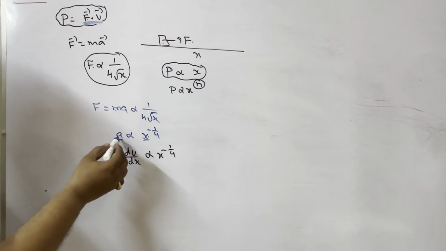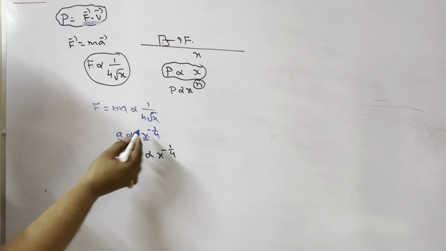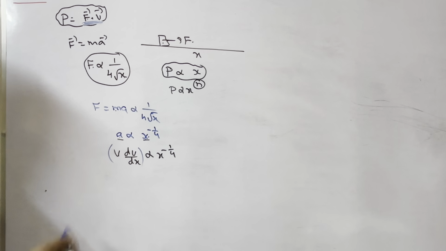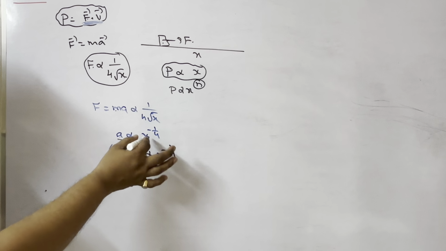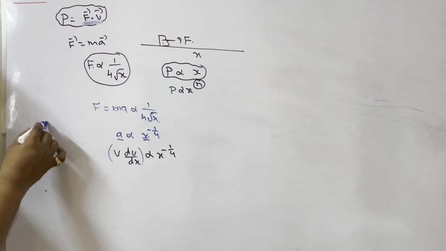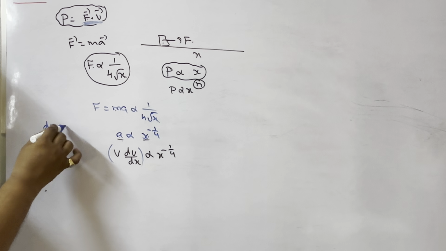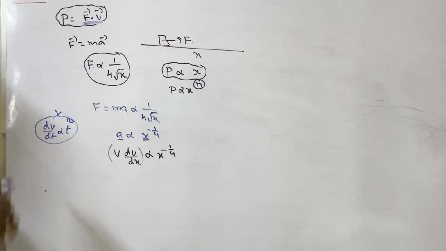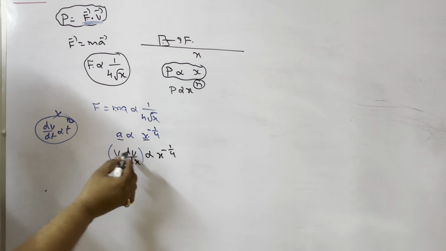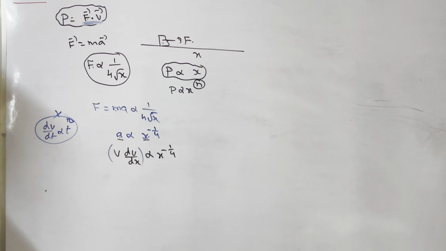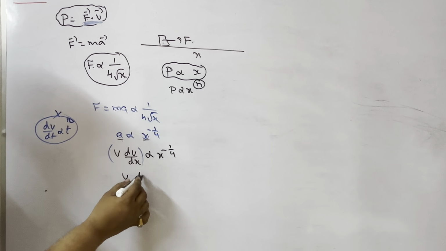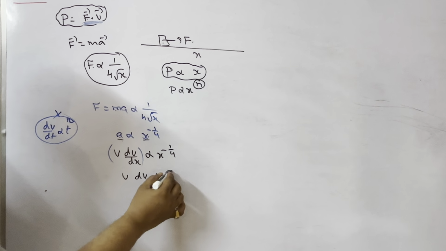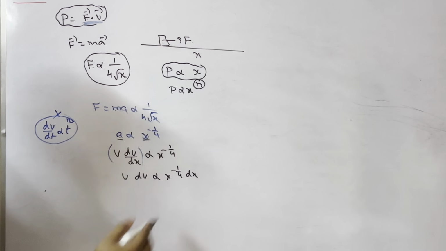Why we wrote this instead of dv by dt is because here acceleration is varying with distance. Therefore, we have to take this. If this acceleration were given with respect to time, then we might have taken dv by dt, if t power something is given. Understood? Therefore, we have taken this one because acceleration is varying with distance. Now, v dv is directly proportional to x power minus 1 by 4 dx.